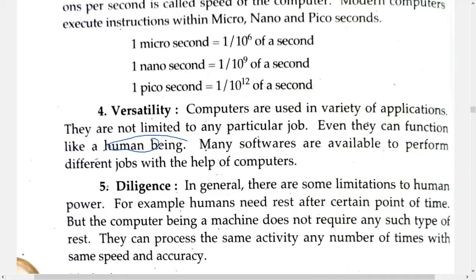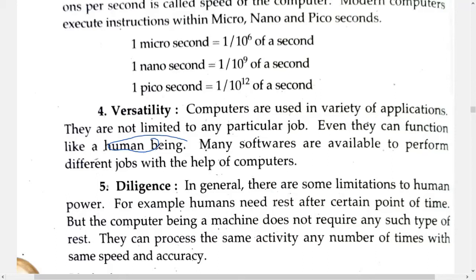Many software programs are available to perform different jobs with the help of computers. For example, a computer in a supermarket can be used for billing. A computer in a shopping mall can be used for scanning and for recording the cameras. There are different jobs. In an airport, it scans the luggage, the identity proofs, and the persons. Even in the medical field, computers are playing a huge role.